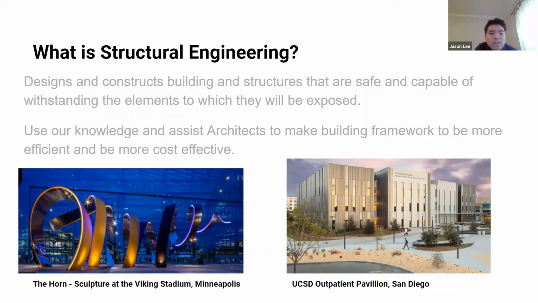What is structural engineering? As structural engineers, we design and construct buildings and structures that are safe and capable of withstanding the elements to which they will be exposed. For example, the image on the left is a sculpture in front of the Vikings Stadium in Minneapolis. Our job as structural engineers is to provide a backbone and system such that the sculpture will not fail or collapse when loading applies. As structural engineers, we also use our knowledge to assist architects in making building framework more efficient and more cost effective.